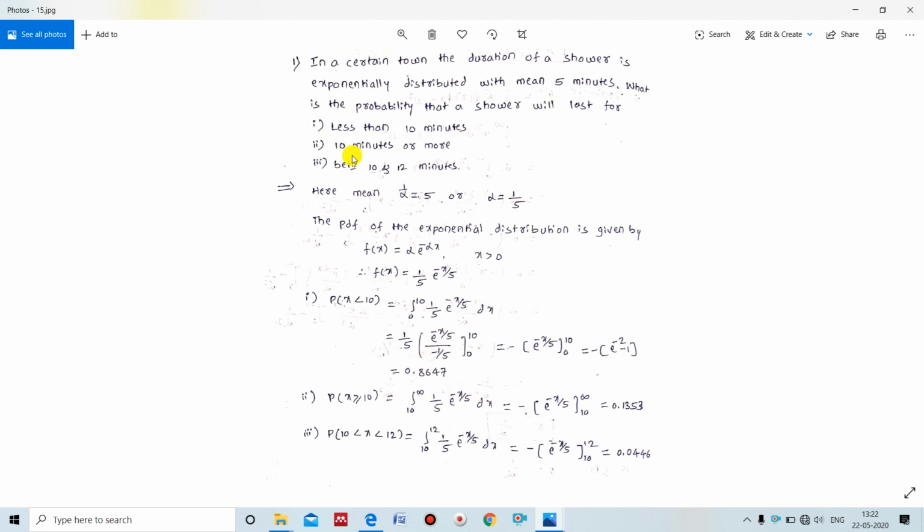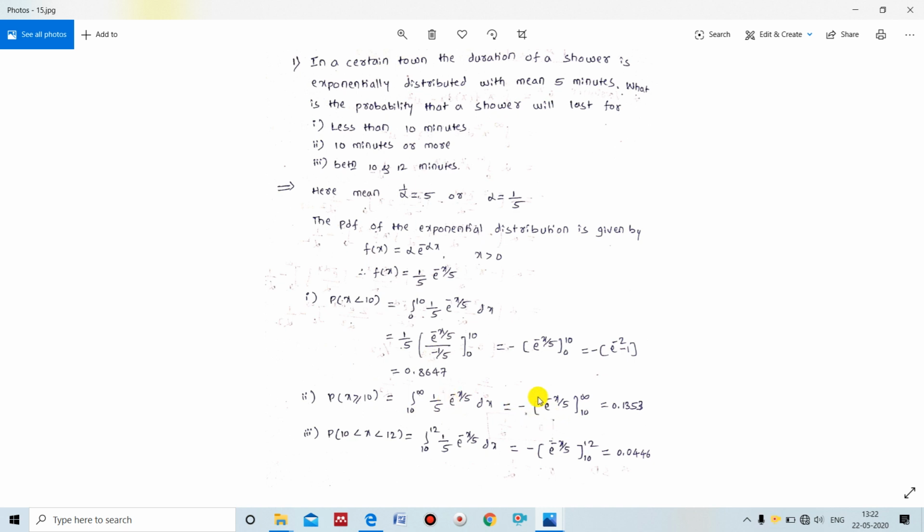The next question is 10 minutes or more. The probability that the shower lasts 10 minutes or more means P of x greater than or equal to 10. Here the minimum is 10 and the maximum is infinity, because the definition lies only in the positive interval. So we integrate from 10 to infinity, 1 divided by 5 e raised to minus x by 5 dx. Let us integrate the function and put the limits.